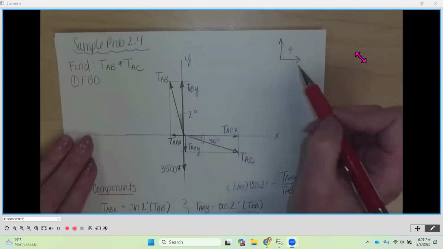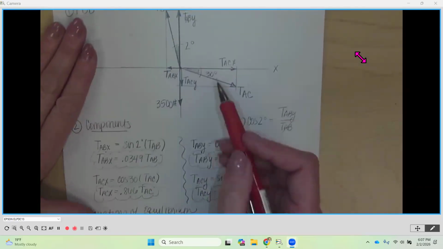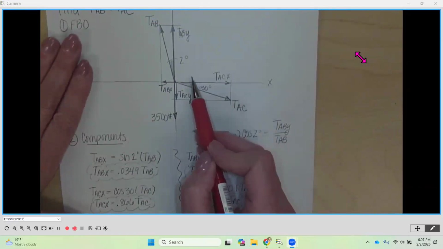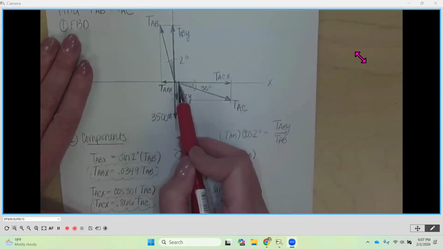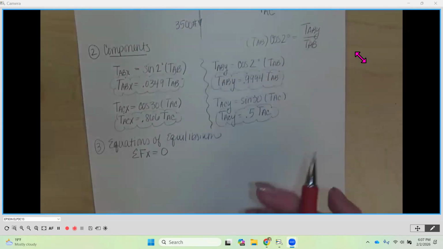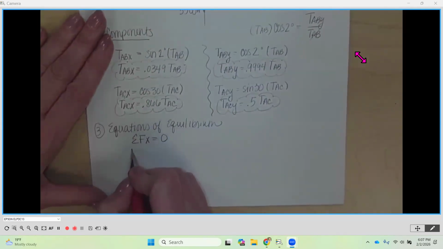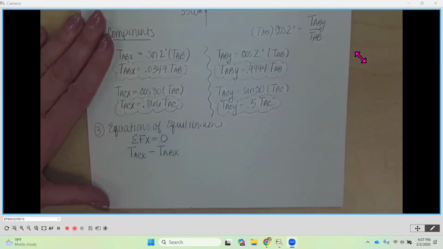All right. Now we're going to reference our convention. Anything that is going to the right will be positive in our equation. Anything going to the left will be negative. So you'll notice that we have a positive TACX and we have a negative TABX. So we're going to write that first. We're going to say, okay, positive TACX minus TABX.